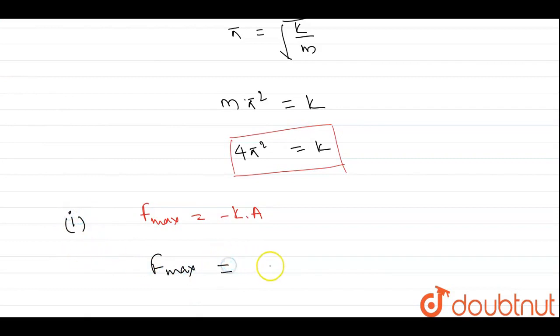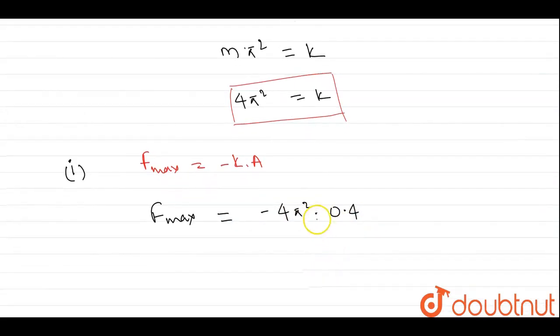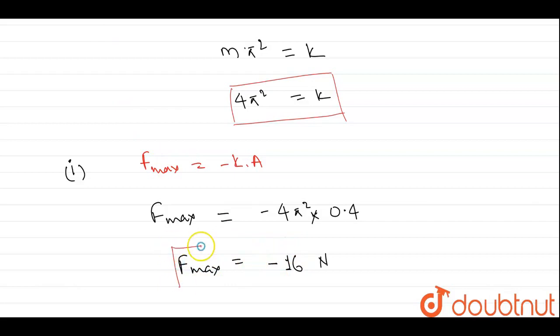F max is equal to minus 4 pi squared into amplitude 0.4 meters. Pi square is approximately 10. So 10 into 4 is 40, into 0.4 is 16, so minus 16 Newton. F max is equal to minus 16 Newton, where the minus sign shows that it is in the restoring direction, or it is in the opposite direction to that of the amplitude.